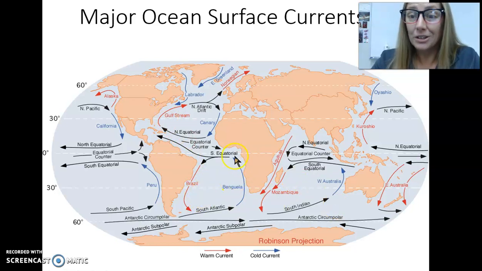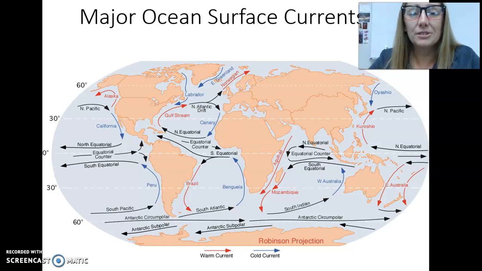Or you could say, if we're not talking the ocean and you're talking about the continent, you can say the west side of the continent always has cold water next to it, and the east side of the continent always has warm water next to it. And again, that's a result of the way the winds are blowing due to the Coriolis effect.